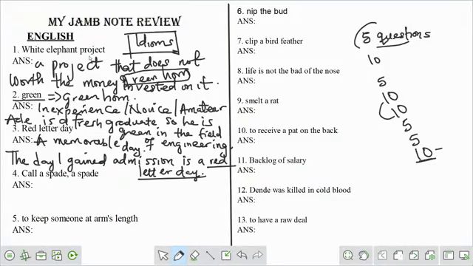Don't forget that Jamb doesn't set more than 60 questions every year, and I've written up to 60 questions. So 10 questions on the novel, and if you are lucky, you will see 10 questions. 5 questions on synonyms, that is nearest in meaning, and antonyms, opposite in meaning. Maybe 10 questions on oral English. Make sure you write down all these things I'm saying, so you will know how to prepare very well.